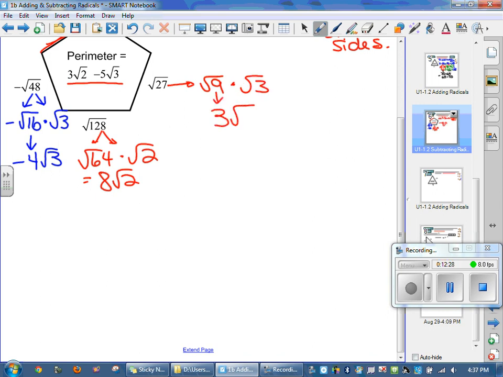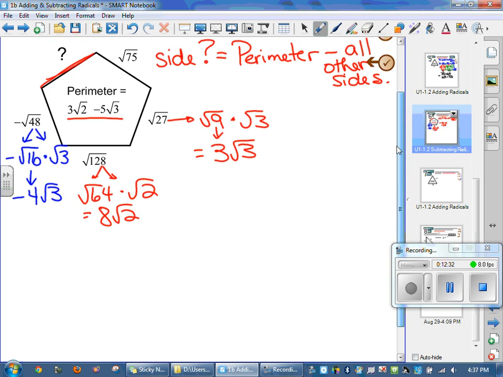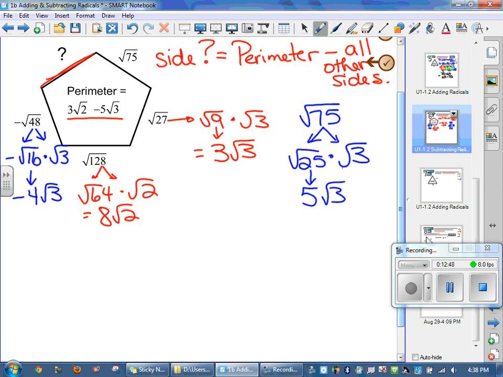And up top here, I have root 75. So root 75 is going to break down into root 25 times root 3. We know the root of 25 is 5, and I bring my root 3 down beside it. So now I've completed all of my radicals into simplest form. Now I add them all together. So I'm going to circle them so I know which ones I'm going to add.